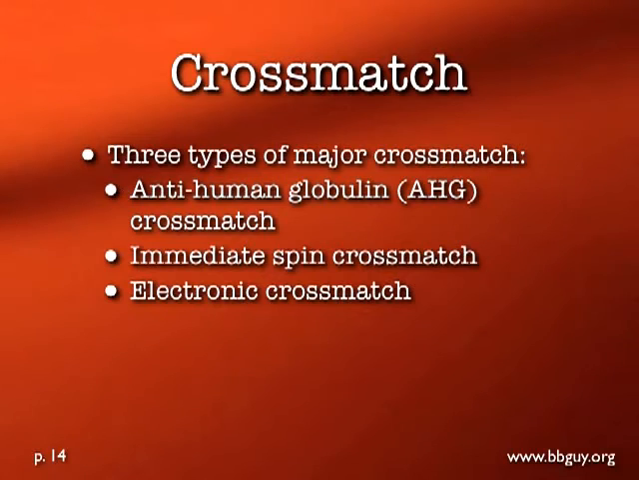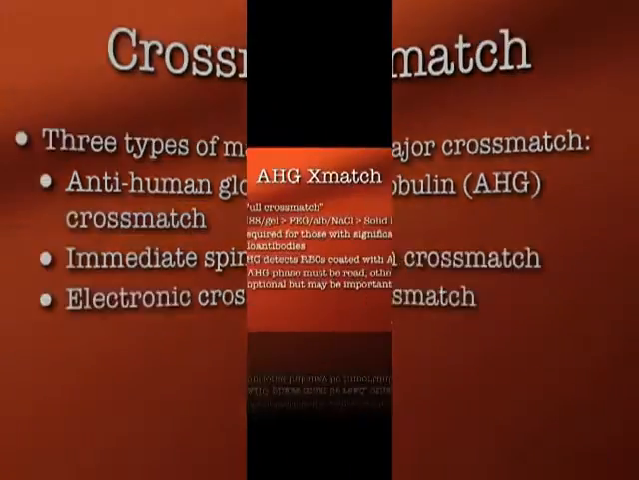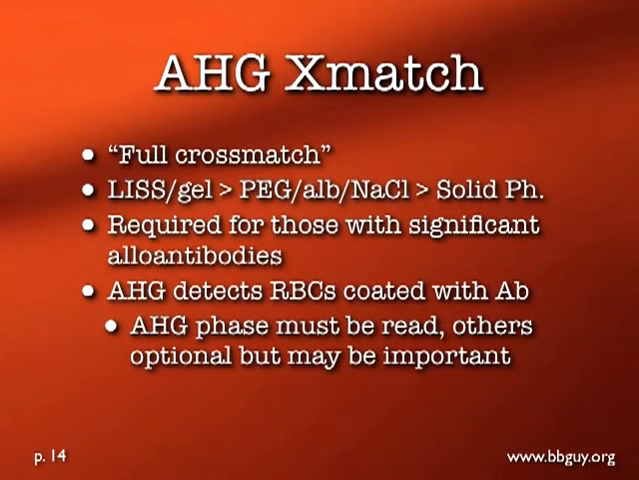There are 3 types of major crossmatch, 2 of which are serologic and 1 of which is electronic. The first 2 are serologic, and let's talk about the first one, which is the anti-human globulin crossmatch. That's also known as a full crossmatch. Basically, it's done very commonly in the United States. It's required to be done for those who have significant alloantibodies. Most commonly, people are using either LISS potentiated tube crossmatches or gel crossmatches. PEG and albumin are somewhat less used, and solid phase is used even less.